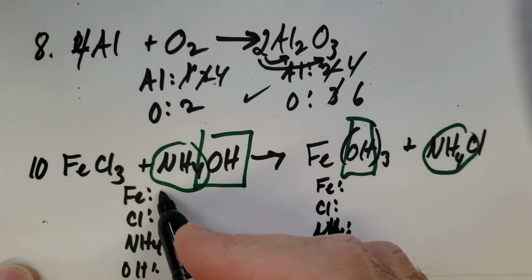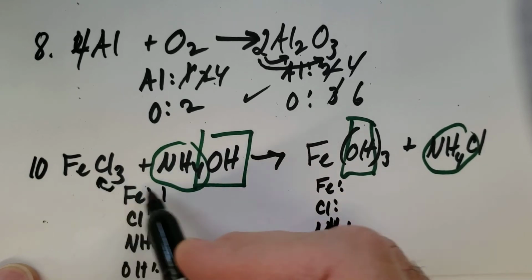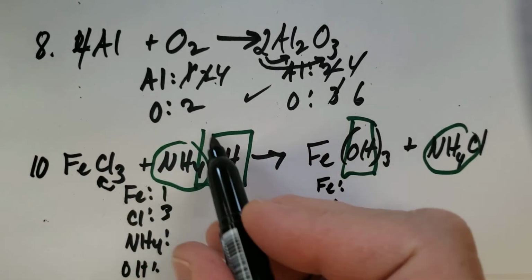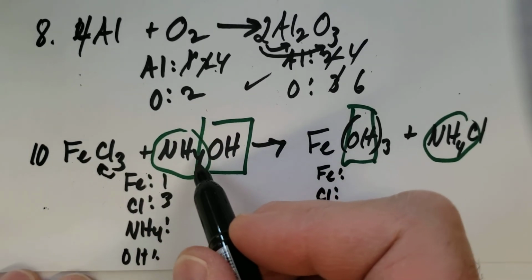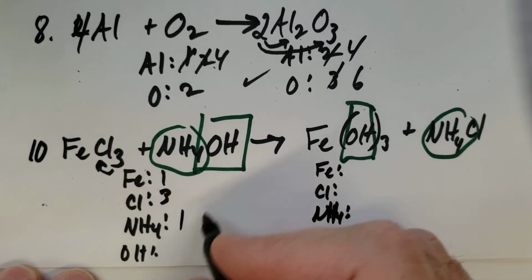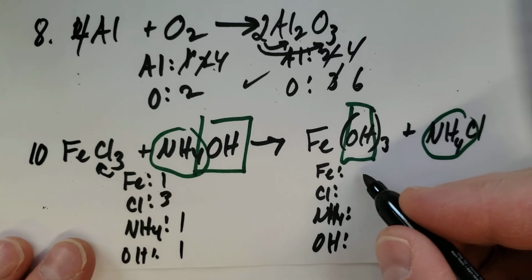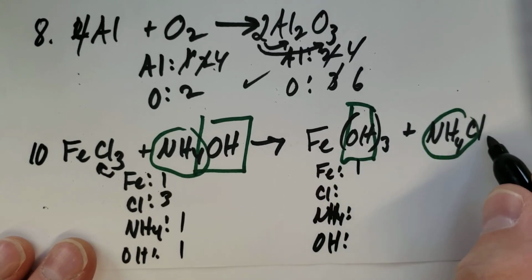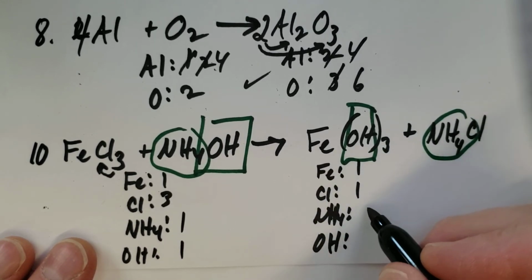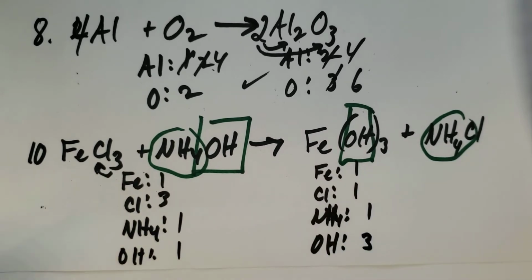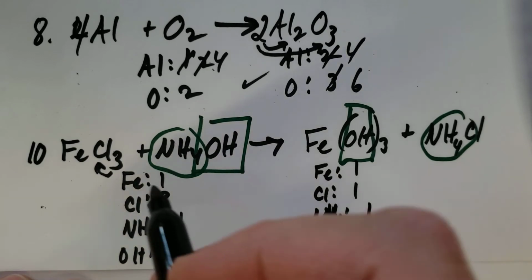All right, so over here we have 1 iron, 3 chlorides, 1 NH4 group, so we don't have 4 of them. That 4 is part of the group. And then 1 hydroxide. Over here, 1 chloride, 1 ammonium, and then we have 3 hydroxides. Okay, so that gives you an idea of what we have.